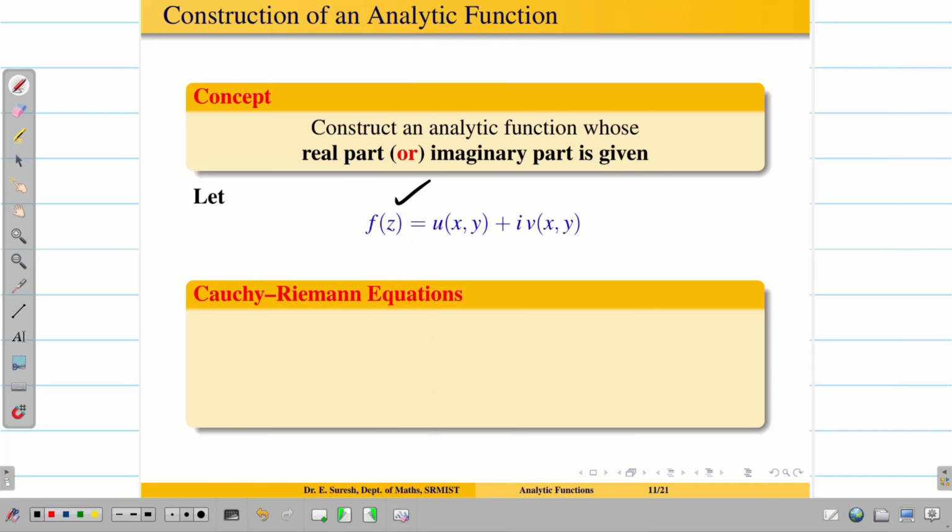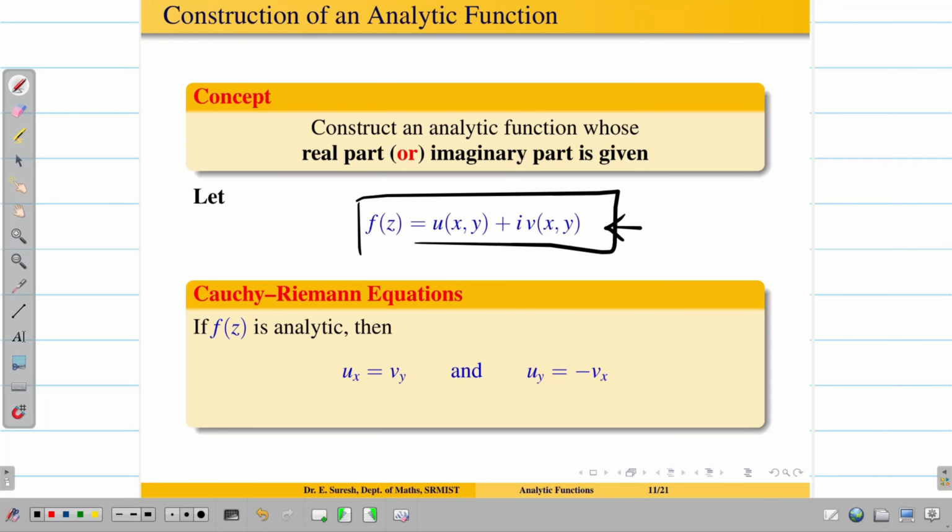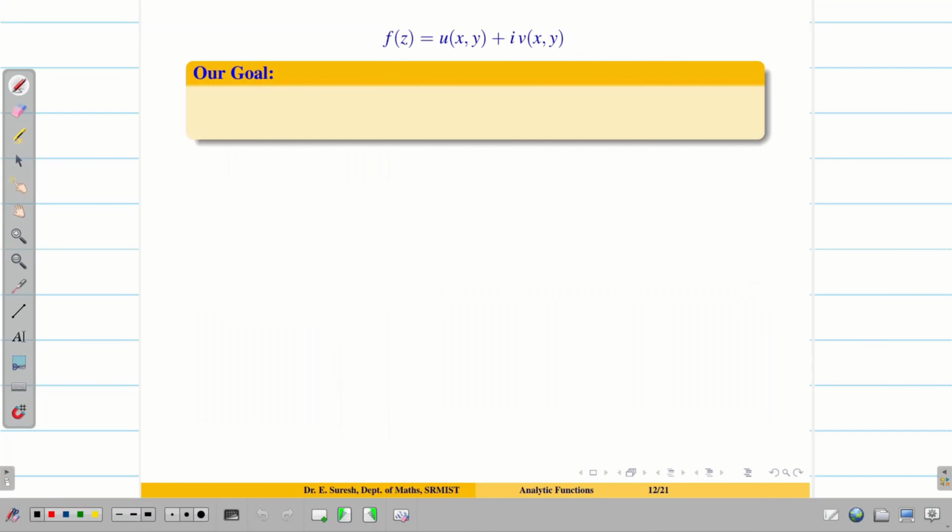Whenever we say the function f of z is analytic, then we remember it satisfies the CR equations: ux equal to vy and uy equal to minus vx. Now we are going to change the function f of z either in terms of u or in terms of v according to the given problem. To achieve this, first we have to differentiate the function f of z with respect to x.